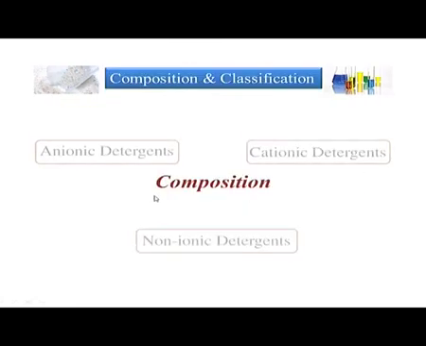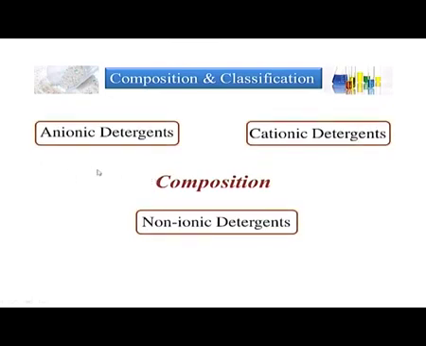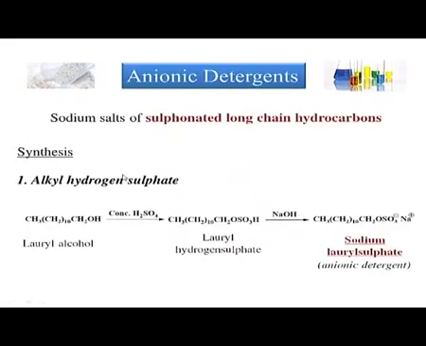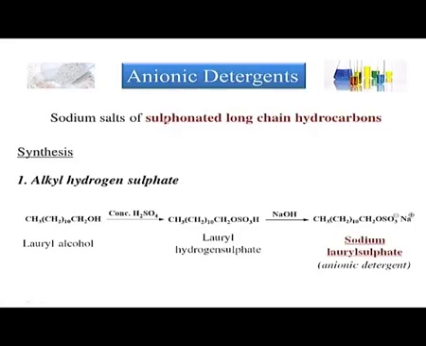So, if you look at the composition of detergents, you generally see they are anionic, they can be cationic or they can be non-ionic. As the name suggests, we will consider anionic detergents first, which means that this time the long chain has to be anionic. One way to get to this anionic chain is sulfonation of long fatty acids.